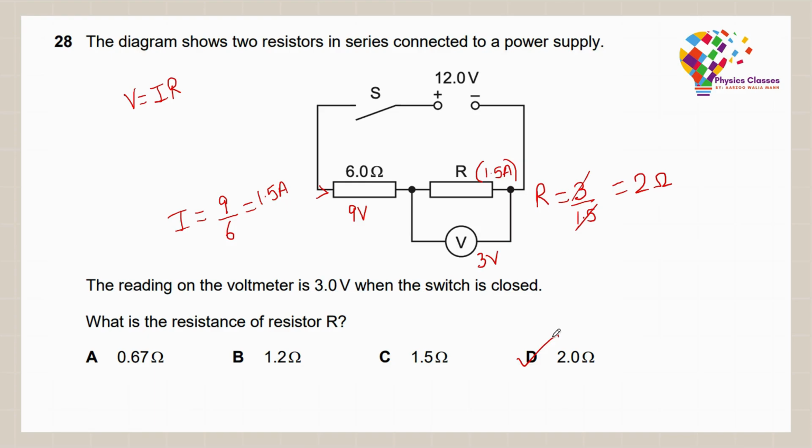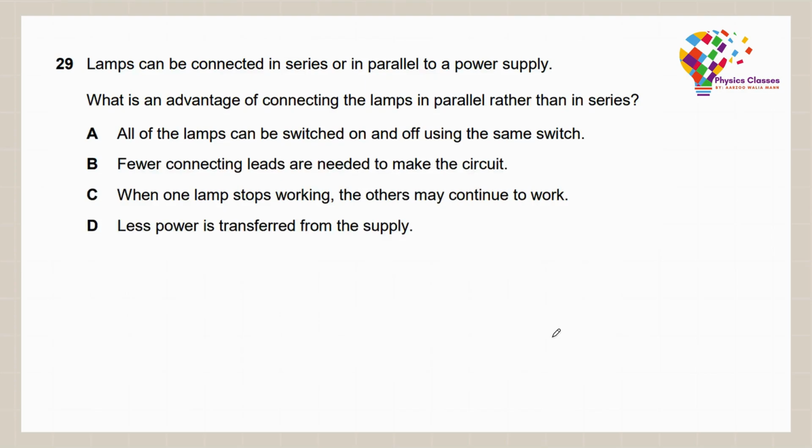Let's talk about question number 29 now. Lamps can be connected in series or in parallel. What is an advantage of connecting the lamps in parallel rather than in series? Let's look at each of the options one by one. All of the lamps can be switched on and off using the same switch. No, that is what happens in series, but we are talking about parallel. Fewer connecting leads are needed to make this circuit. That is also not an advantage.